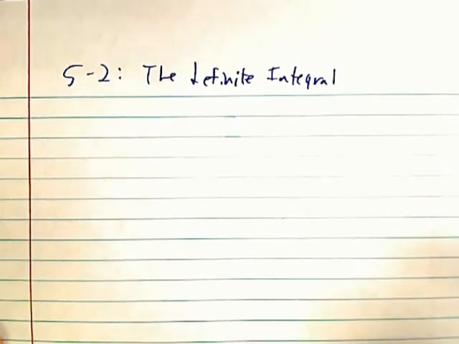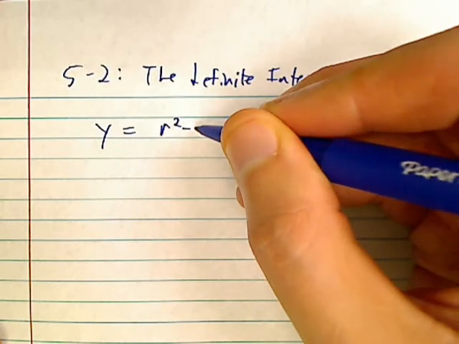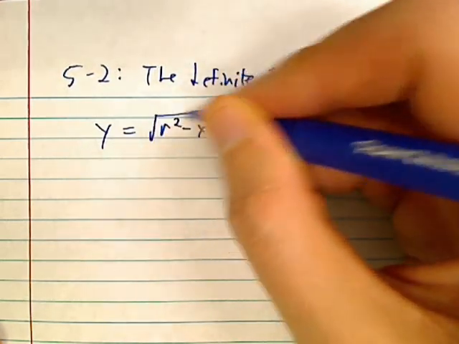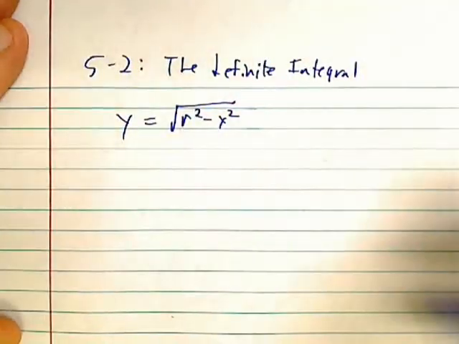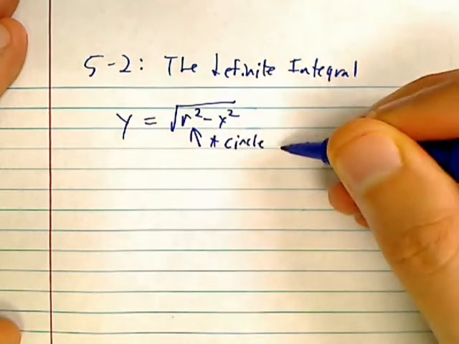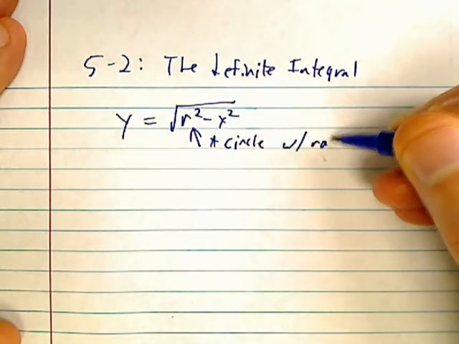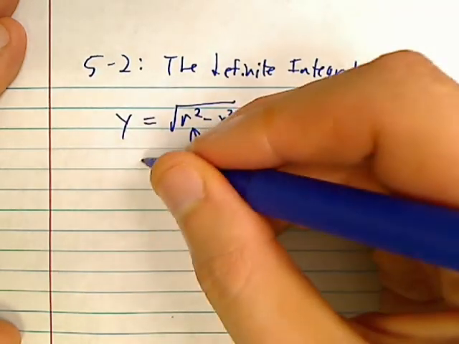We're going to add this to our memory quiz. y equals the square root of r squared minus x squared. We've dealt with equations like this a few times. This is a circle with radius r, centered at the origin.